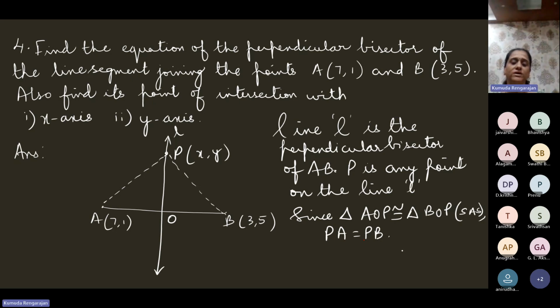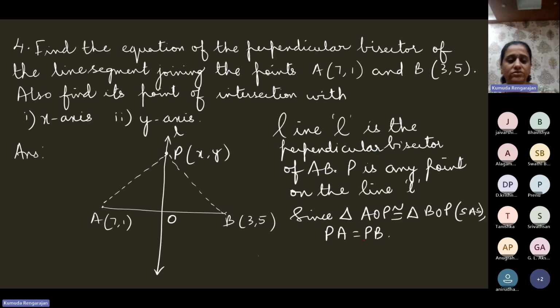So since triangle AOP is congruent to triangle BOP, PA is equal to PB. So this is the condition we are going to work with to find the equation of the perpendicular bisector, that is, to find the equation of L. We're going to work with the condition PA is equal to PB, or PA squared is equal to PB squared.